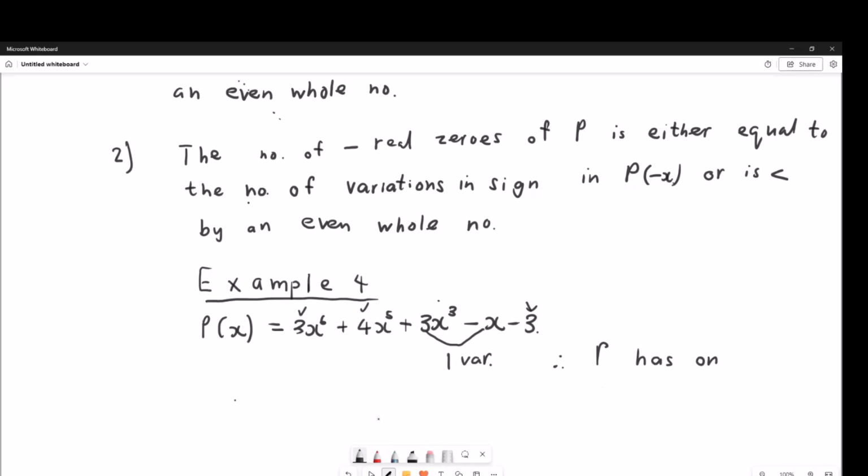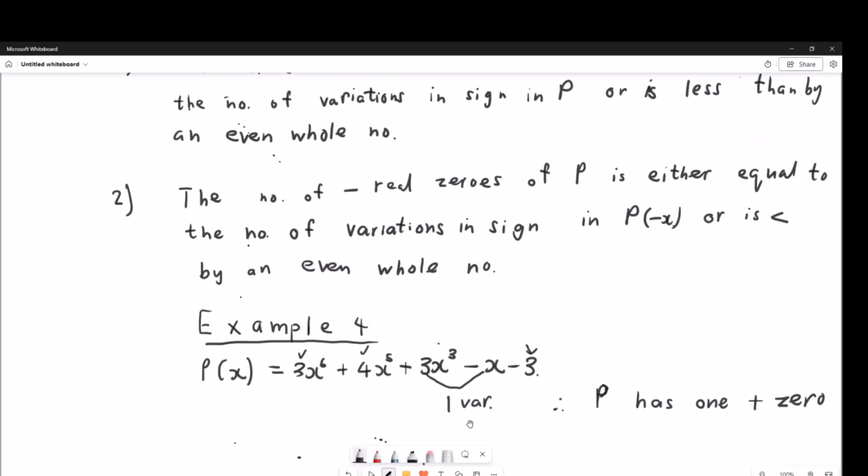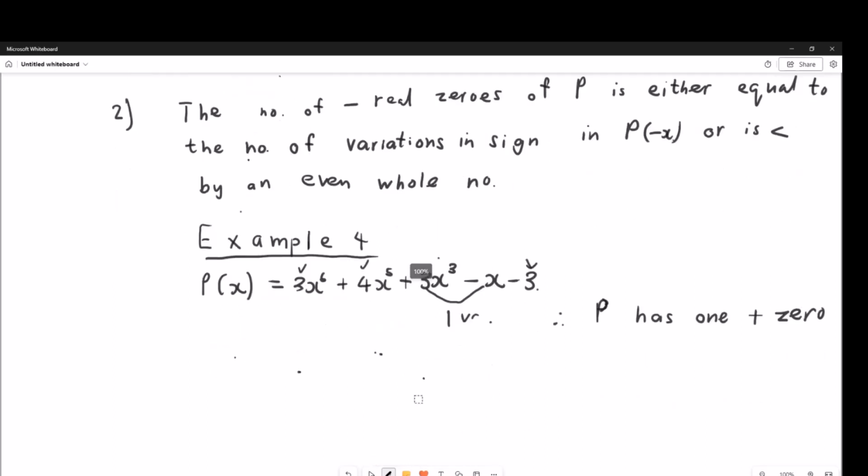Okay, so P has one positive real root. Okay, that's what we can say there. But the whole thing is stuck now, so I'm not sure. Okay, great. There it comes up. Okay, guys, it's fine. It seems to be okay now. Sorry for that.